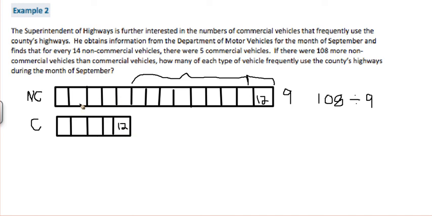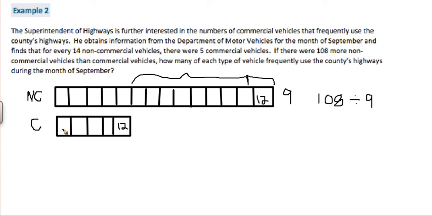And remember, the purpose of the tape diagram is that each piece is equal. So that means that every piece in the commercial and every piece in the non-commercial part of the tape diagram is 12. Now we can go back and answer the question. How many of each type of vehicle frequently use the county's highways during the month of September?